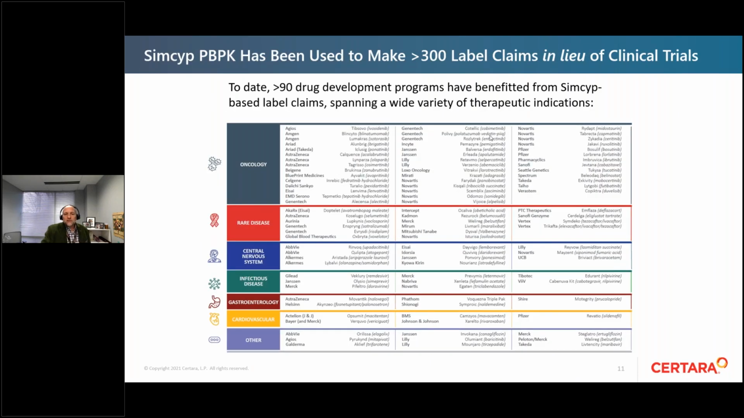One other thing we're very proud of here in Simcyp is that our technology has been used to make over 300 label claims and counting to the benefit of 90 drug development programs. And this table here summarizes these programs by therapeutic area, and this list continues to grow every year.